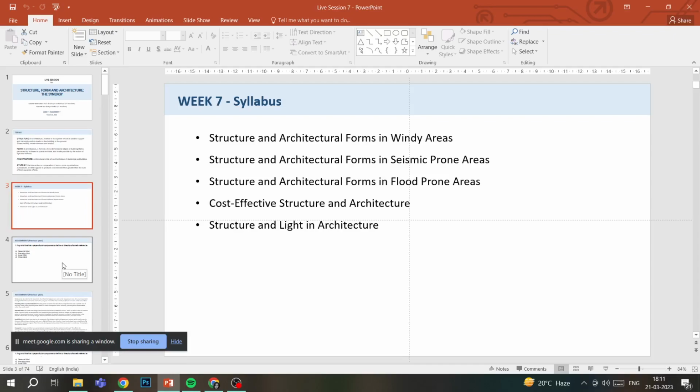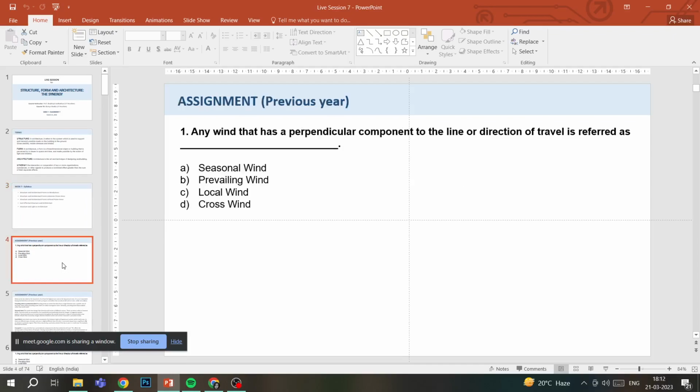Now we will proceed forward with our questions. I would again like to mention that these are all previous year questions, these are not this year's questions. So yeah, the first question for today. Any wind that has a perpendicular component to the line or direction of travel is referred to as seasonal wind, prevailing wind, local wind, or crosswind.